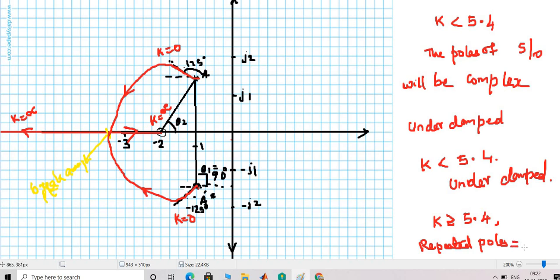What do we mean by repeated poles? Since this is a second order system, we can easily say that when we have repeated poles, the system will be critically damped, or the value of zeta is unity. So the inference is that when the value of k is less than 5.4, the system will be an underdamped system. When the value of k is greater than or equal to 5.4, the system will be a critically damped system, or the zeta value is unity.